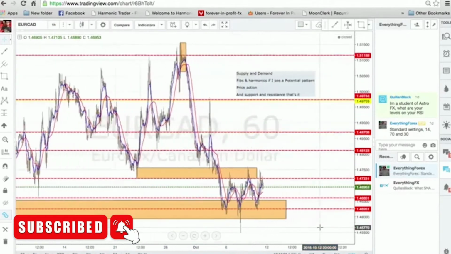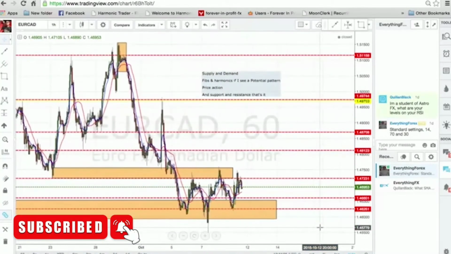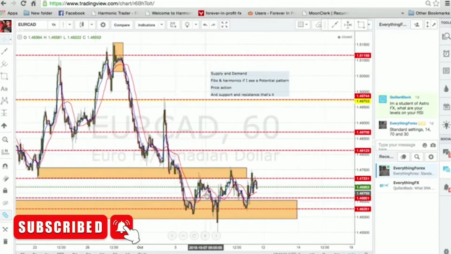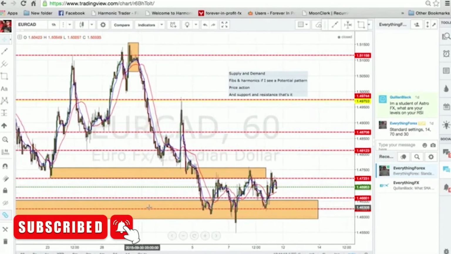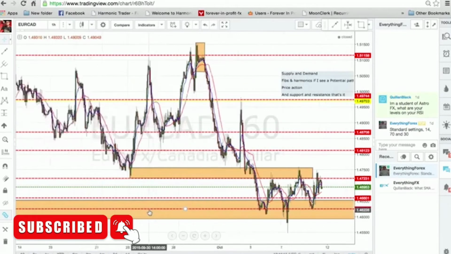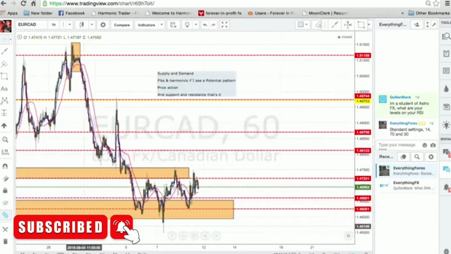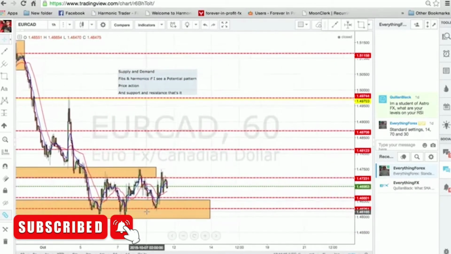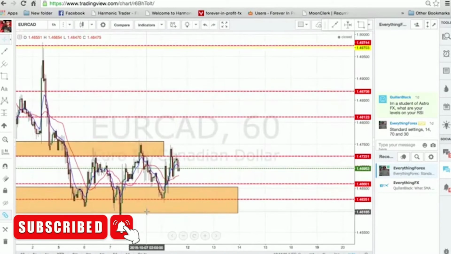All right, so basically this would have been your demand zone. Seeing that, and seeing that there's support here based off this wick, that would have been a definite buy. That's like a double confirmation right there, and that's how I trade, actually. I trade based off confluence.